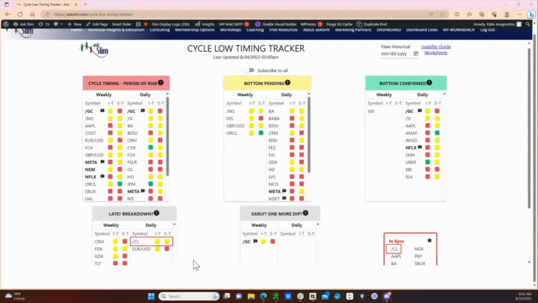These gray boxes on the bottom represent uncertainty. However, the longer that crude oil continues on the downside, the greater likelihood that it's a breakdown, especially since it's also in the in sync box.